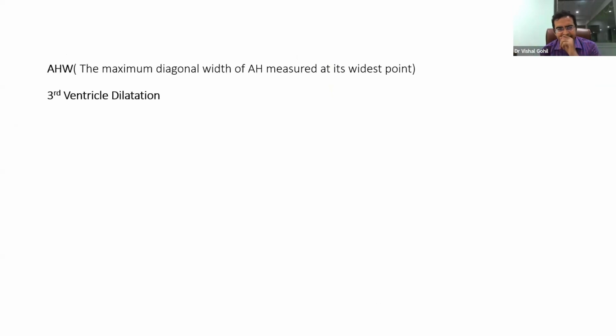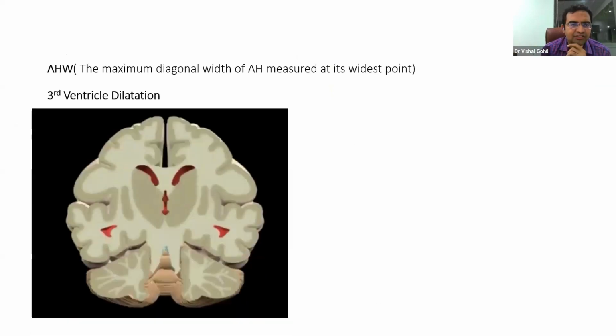Which are the other indices? This is your anterior horn width, again of the lateral ventricle. How does it look on the image? Let's take the same image in which we measured the VI. It is the diagonal width of the anterior horn, measured from both lateral ventricles, and you can see the number. Anything more than 6 is very significant. Already it is 16 and 17.